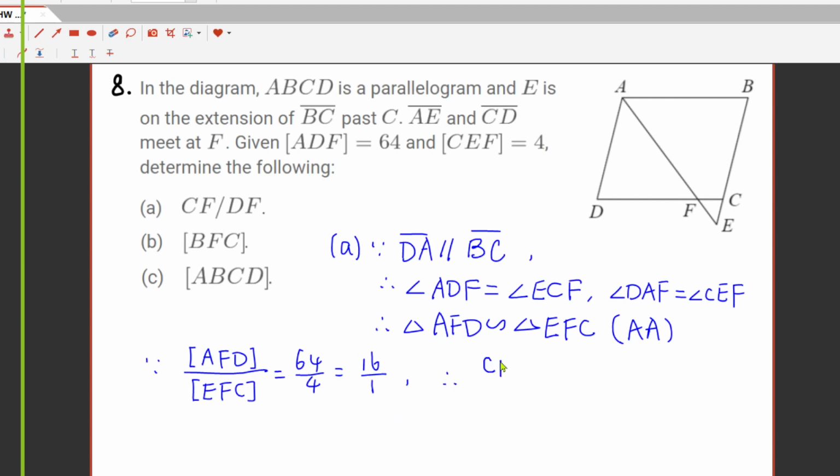Therefore, we know DF over CF is the square root of the ratio of the areas, which is 4 over 1, right? Therefore, we know CF over DF must be 1 over 4, right?